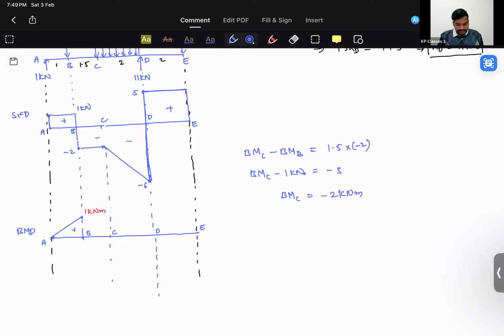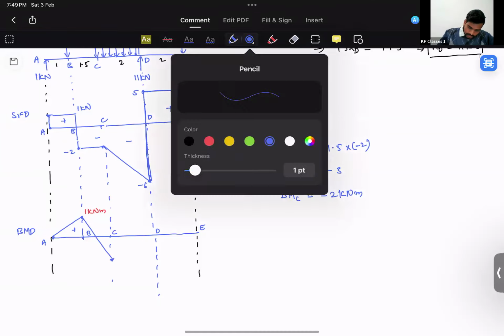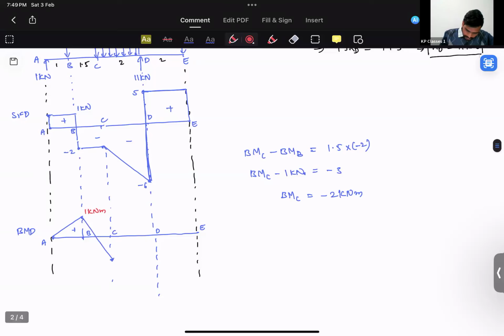And what type of curve is it? Negative and constant. So to know the exact point where it is cutting through the axis, you can use similar triangles, but that is not a point of information which we require in this question at least. So this point is coming out to be minus 2 kilonewton meter at point C.